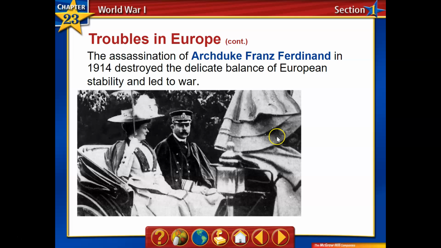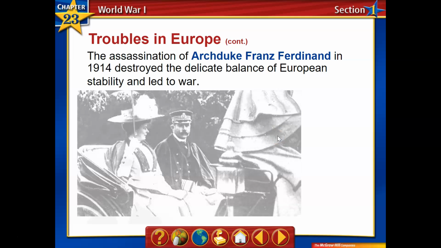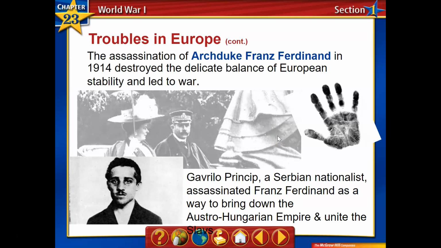So why is the big question? Why assassinate him? Gavrilo Princip is a Serbian nationalist, and Serbians wanted independence. They're a great example of a Slavic group that wanted independence from the Austro-Hungarian Empire.